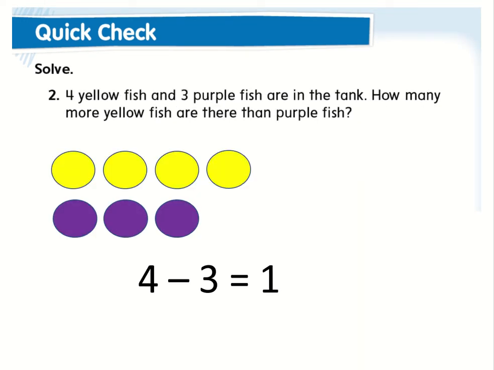Same thing. If you have 4 yellow fish and 3 purple fish that are in a tank, you're going to say how many more yellow fish are there than the purple fish? Again, you're going to look at your yellow fish because you have more of those. And even though you're saying more, you were doing subtraction. So we've got 4 yellow fish, 3 purple. So you're going to do 4 minus 3. And you can see that there's 1 more yellow fish than there is the purple fish.